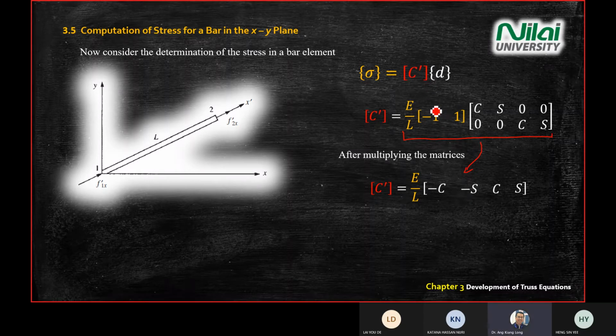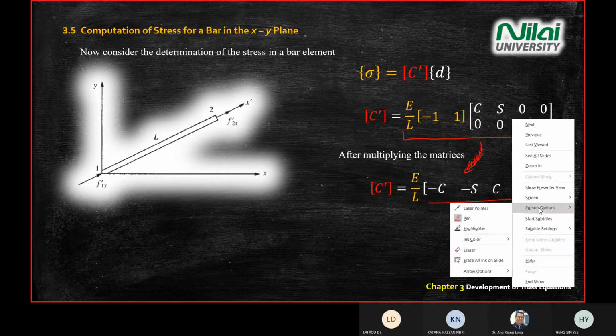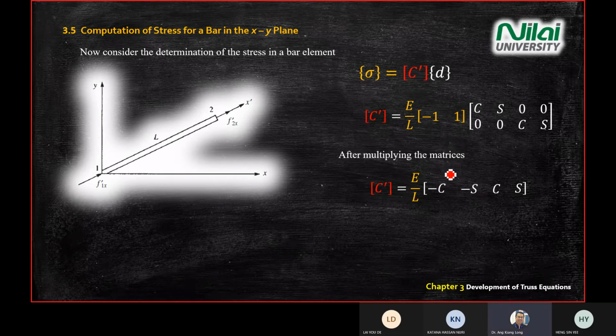All right. So how to do the calculation? How to do this kind of calculation, refer back to your calculus. How to transform this one to this one, refer back to your calculus. All right. Now, your C prime will become E over L, minus C, minus S, and C, S.